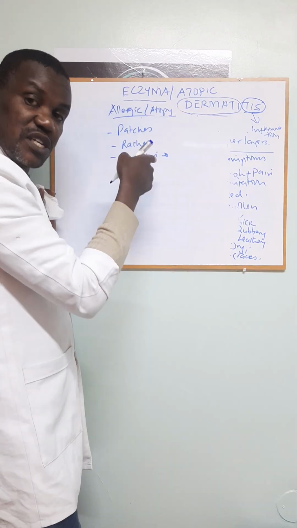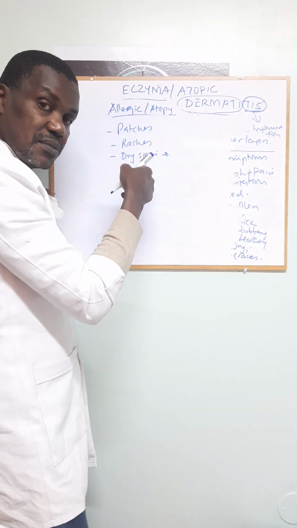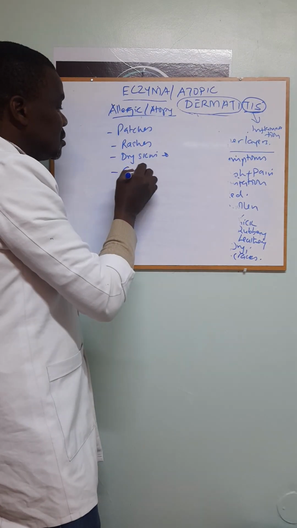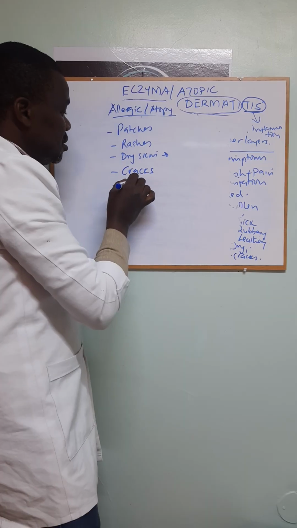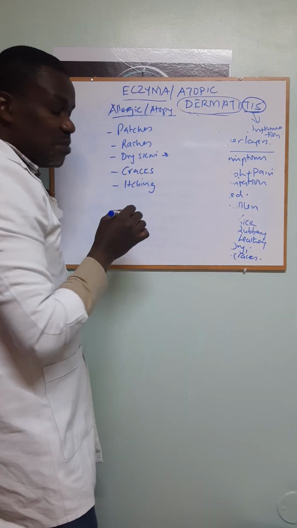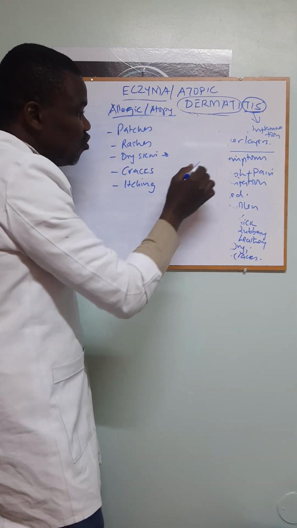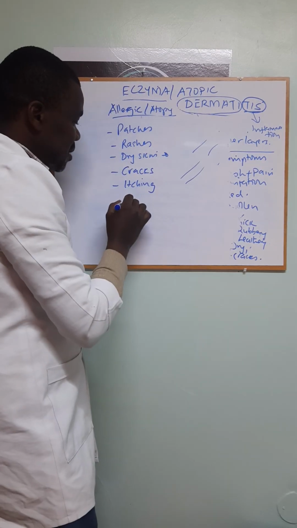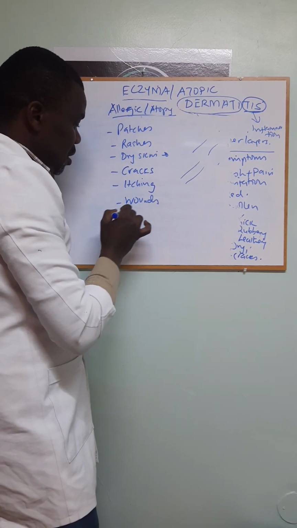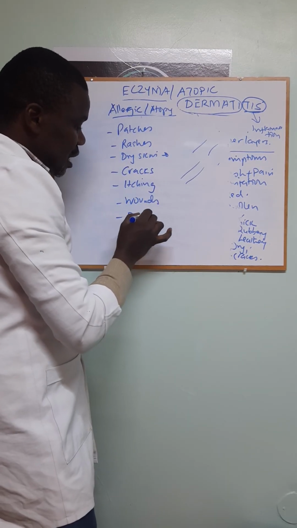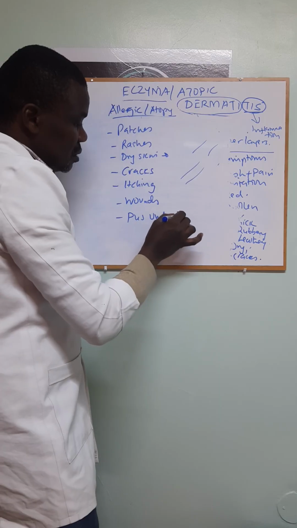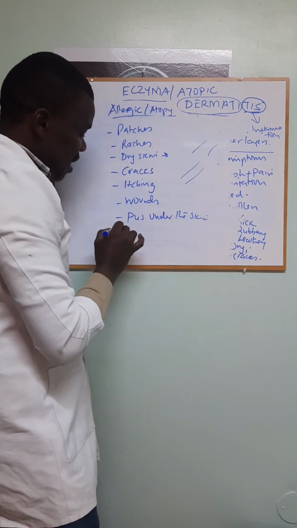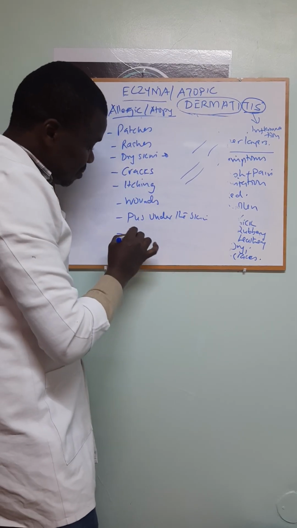Hii hata ukipaka mafuta bado skin inakaa kuparara. Cracks, itching. Sometimes they itch until the skin is just full of lines. Then it might have some wounds. You might deal with pus under the skin. They are also prone to getting ringworms, mashilingi.